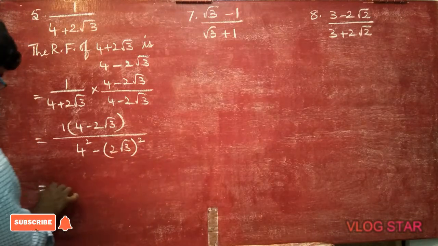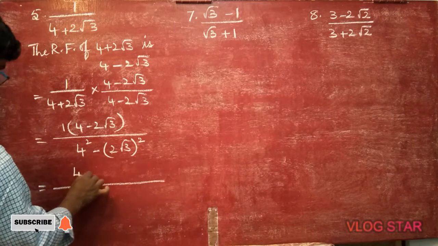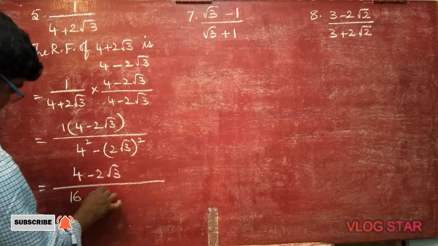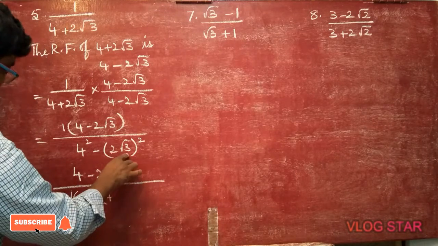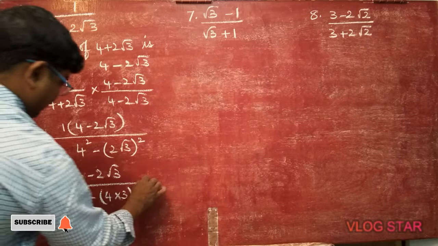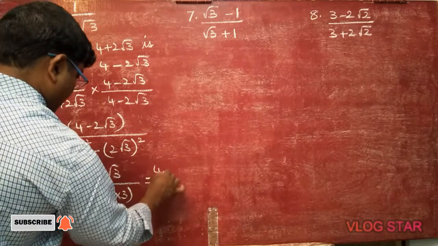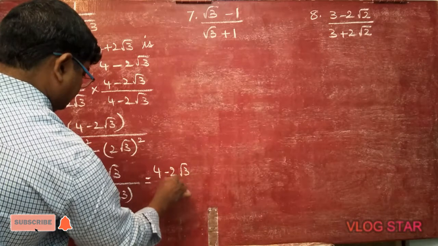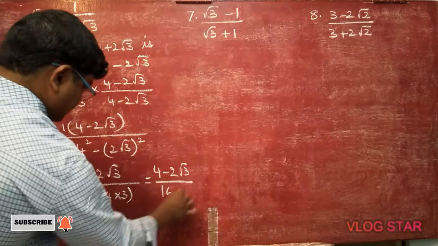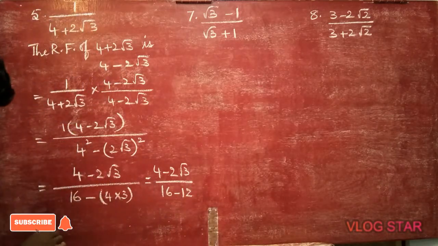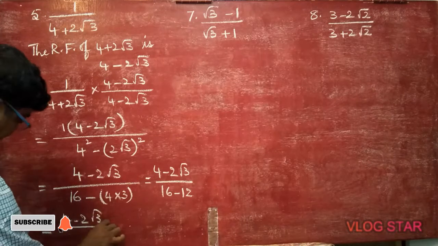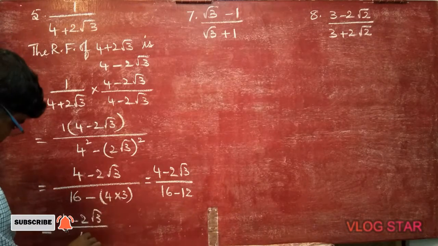Now that is equal to 1 into any number is the same, 4 minus 2 root 3. Here 4 fours 16 minus 2 twos 4, root 3 into root 3, 3. So now that is equal to 4 minus 2 root 3 by 16 minus 4 threes 12. Now that is equal to 4 minus 2 root 3 divided by 16 minus 12 is 4.